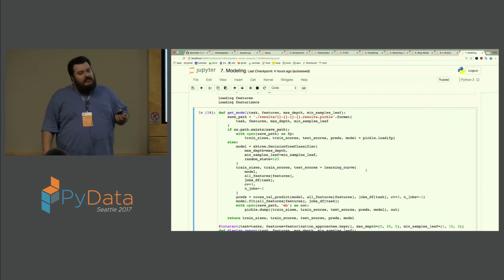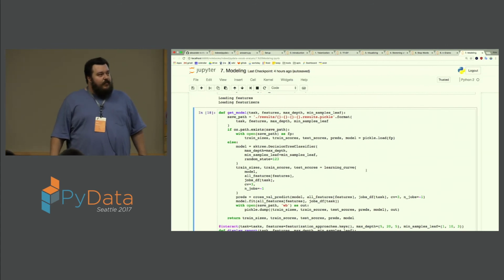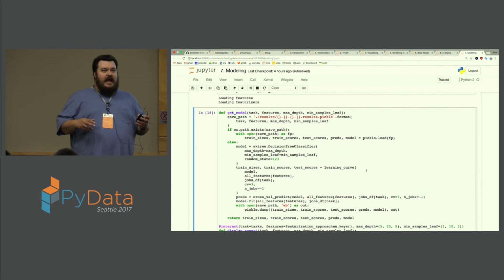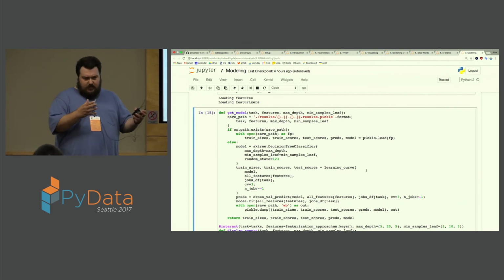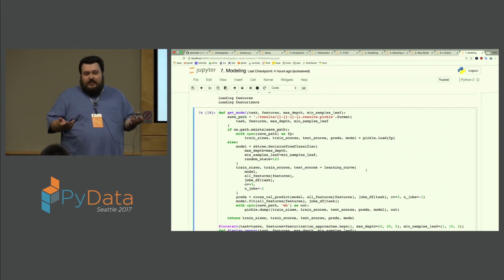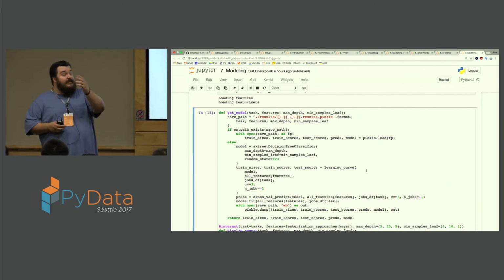Not for this data set. I have looked at that in the past. I find that for smaller data sets that don't have natural clusters, you don't get really good results. But yeah, that definitely would be a fun one to look at.